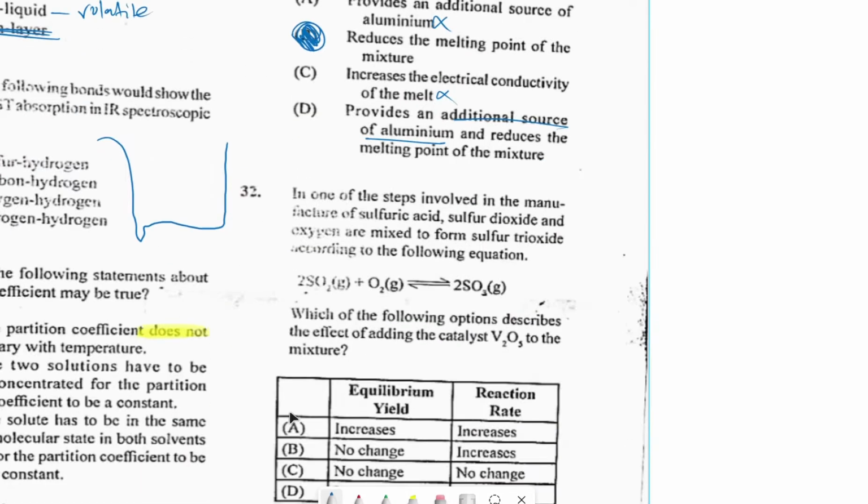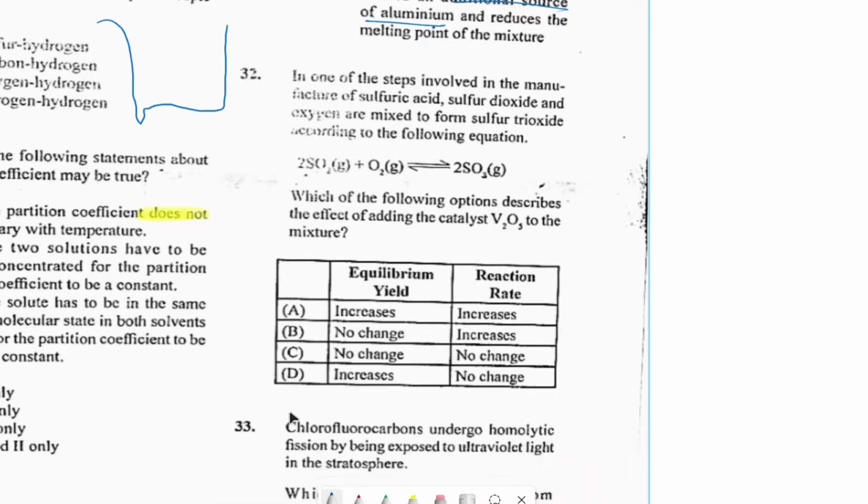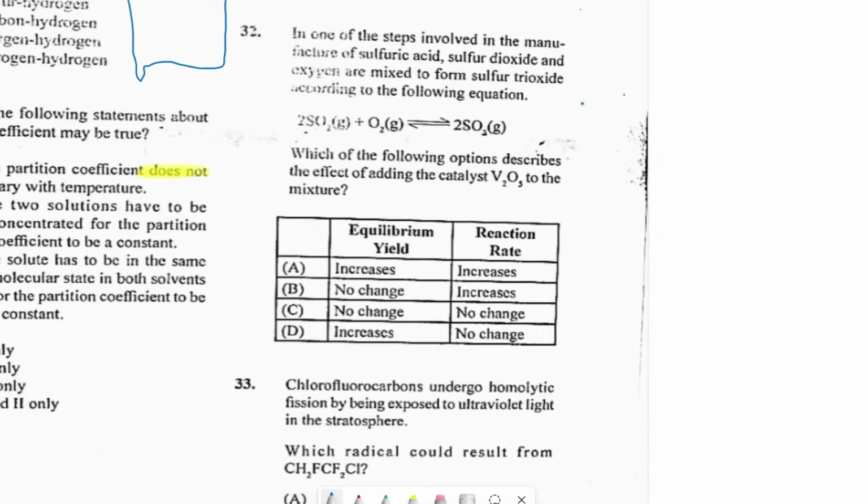In one of the steps involved in the manufacture of sulfuric acid, sulfur dioxide and oxygen are mixed to form sulfur trioxide according to the following equation. Which of the following options describes the effects of adding the catalyst vanadium pentoxide to the mixture? Equilibrium is not changed, so it's either B or C, but the rate of the reaction has to increase because a catalyst was added. So, rule of thumb, catalysts don't affect the equilibrium of a reaction, they only speed up the rate of the reaction.